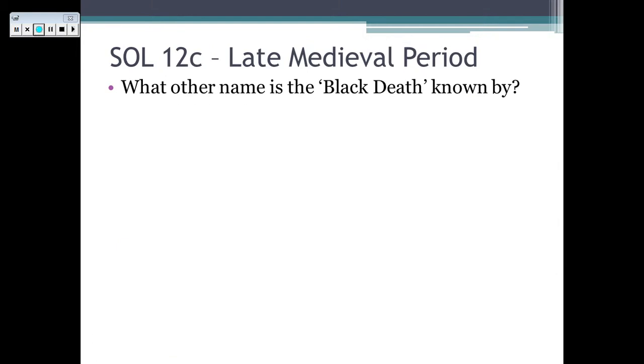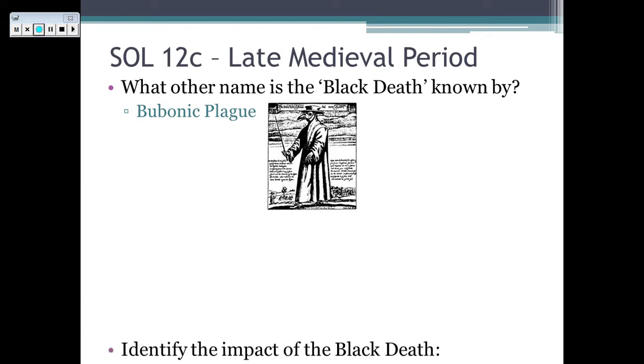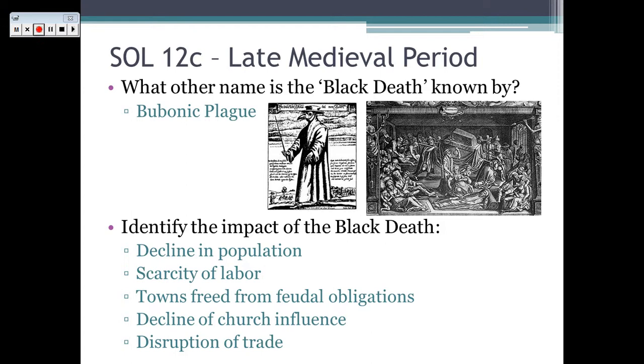What other name is the Black Death known by? The Black Death is known as the bubonic plague. The impact of the Black Death was a decline in population. About a third of Europe's population died in a 4-year span.